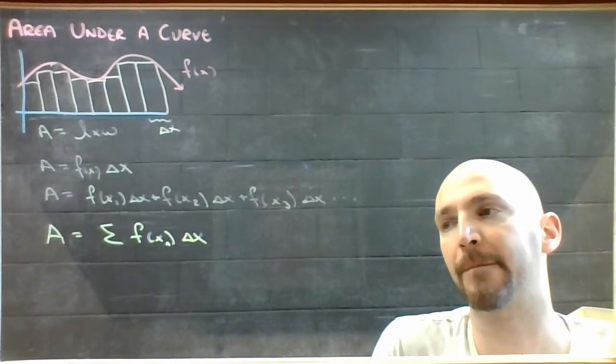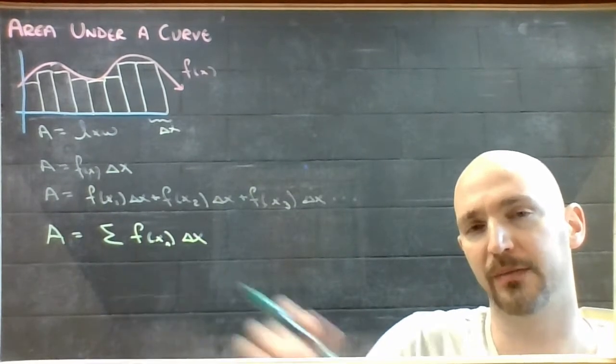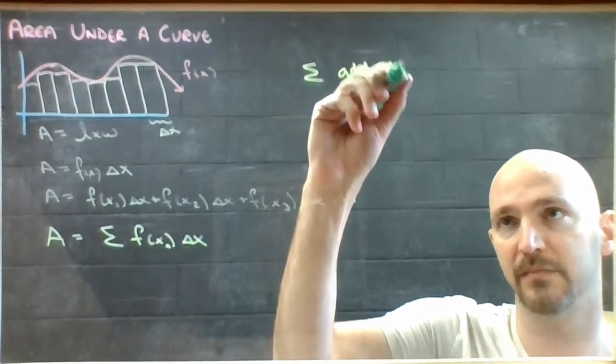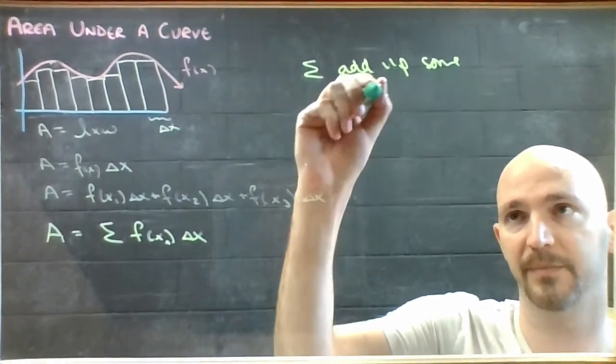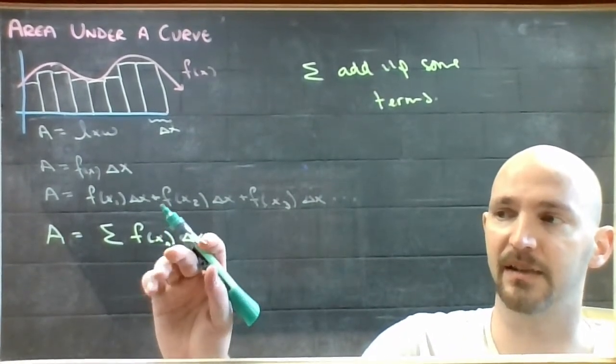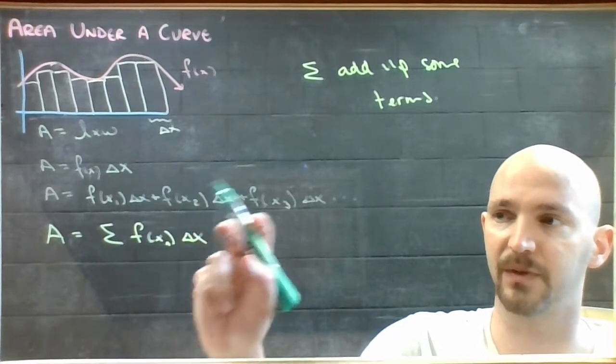Okay, so there I go. Sigma just means add up a bunch of stuff. Add up some terms. So this little n is saying you have to add up the first one, then the second one, the third one, the fourth one.